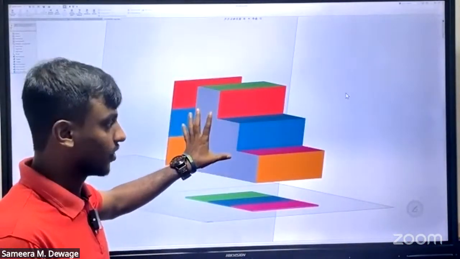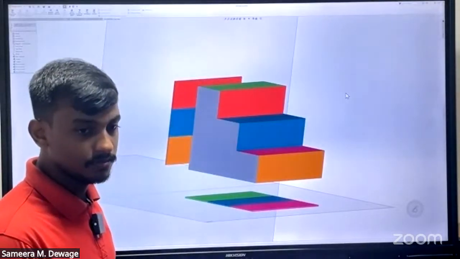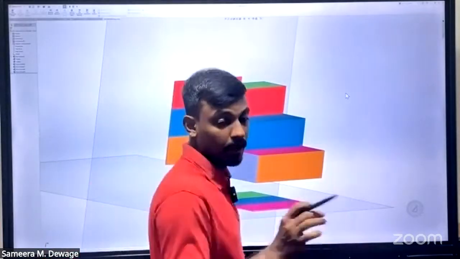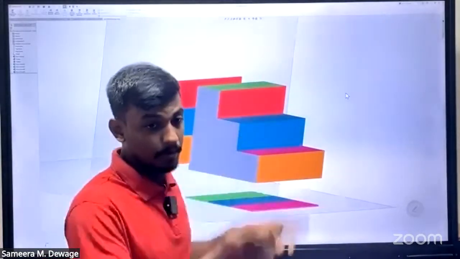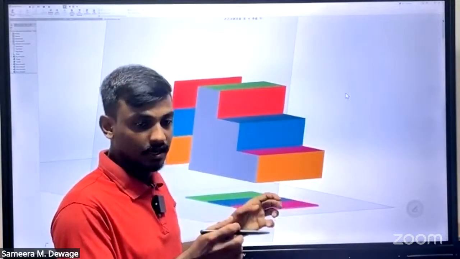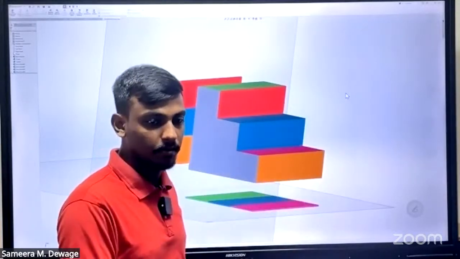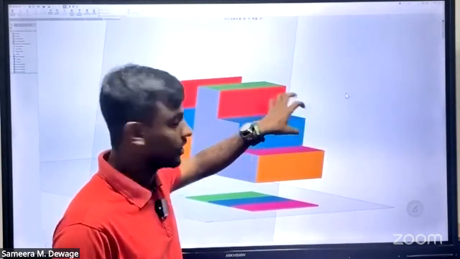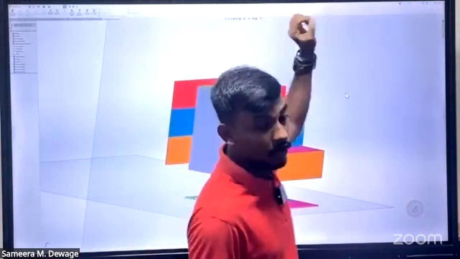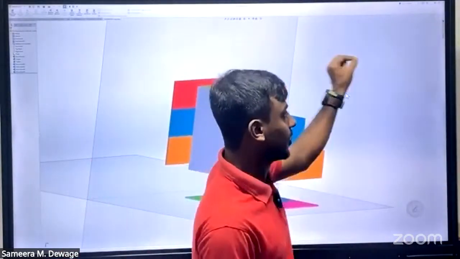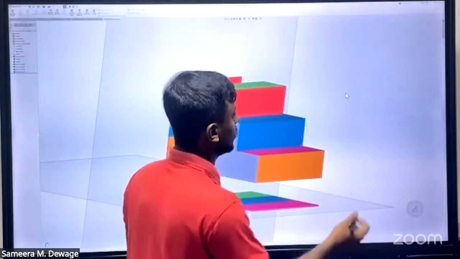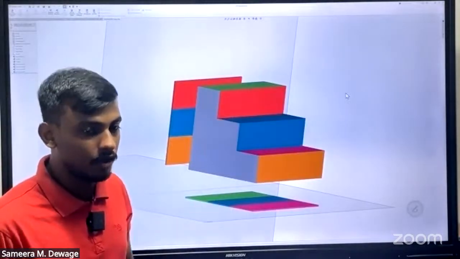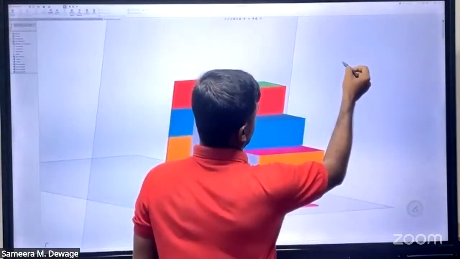Right. Okay. The first thing you need to do is make your graph paper. The graph paper contains ruled paper and graph paper. Write the topic: the topic is first angle projection, and you need to divide your graph paper like this.